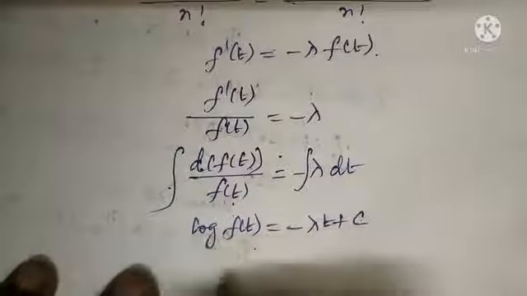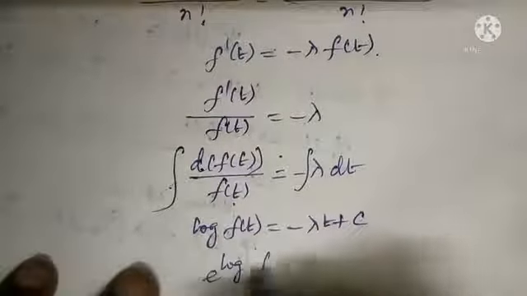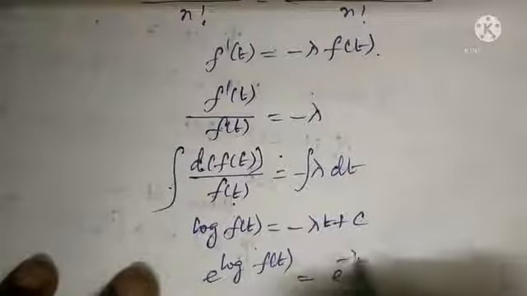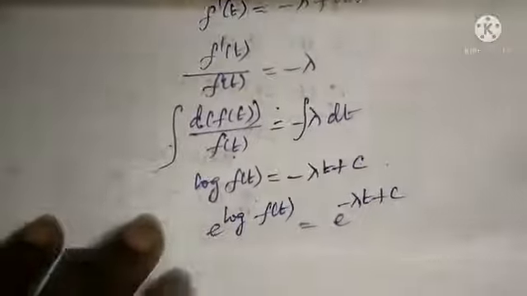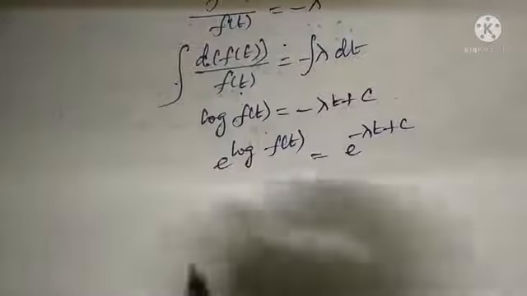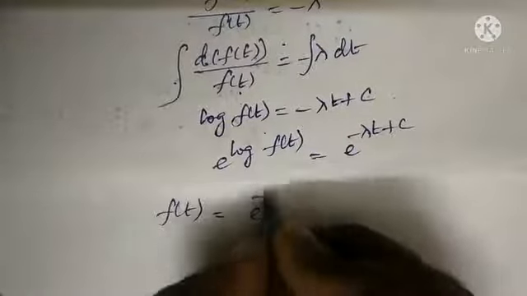So I take base e on both sides. We know e power log x is x, right? So f of t is equal to e power minus lambda t into e power c.